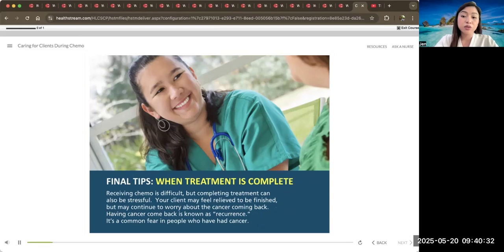Final tips. When treatment is complete, receiving chemo is difficult, but completing treatment can also be stressful. Your client may feel relieved to be finished, but may continue to worry about the cancer coming back. Having cancer come back is known as recurrence. It is a common fear in people who have had cancer.